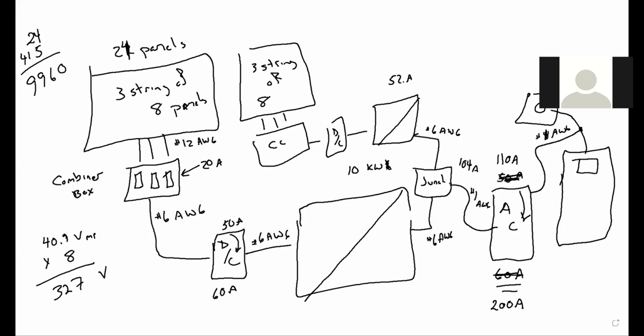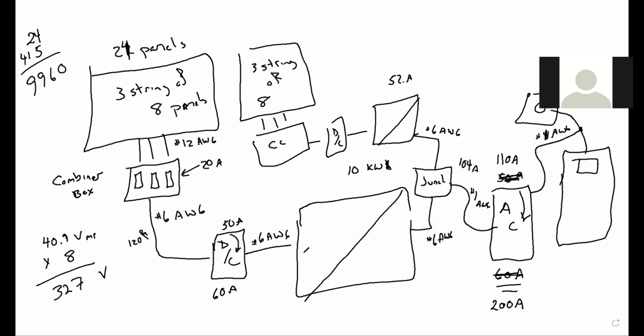So the string, this calculation we would do as part of ours, but it's going to be so short, your combiner boxes are going to be under the array. So it's going to be like 10 feet or less. So the one we're worried about is going to be right here. And let's say it's 120 feet from your combiner box to your DC disconnect. And the DC disconnect in this case has to be within 10 feet of the inverter.